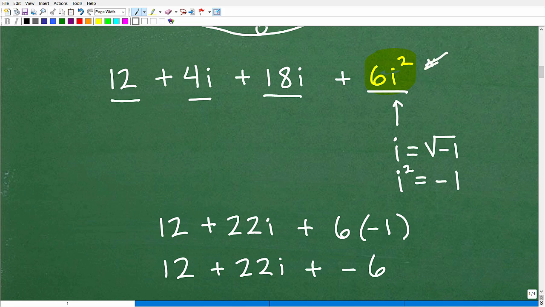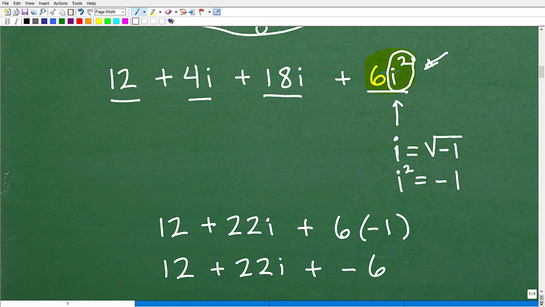It's not that bad. But to address this i squared part, we have to know what the definition of i is, what an imaginary number is. So an imaginary number, i, is equal to the square root of negative 1. Okay? Well, I don't have i, I have i squared.